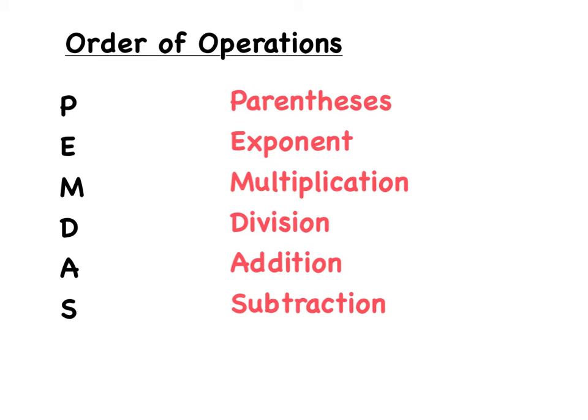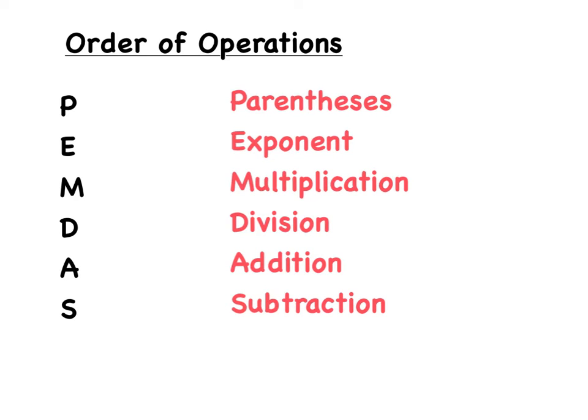In order of operations, we have a silly little acronym that we like to use. It's called PEMDAS. An easy way to remember it is please, excuse, my, dear, Aunt Sally. We use this because the very first thing that we're supposed to do in an expression is find the parentheses and then solve for the parentheses, followed by the exponent, multiplication, division, addition, and subtraction.